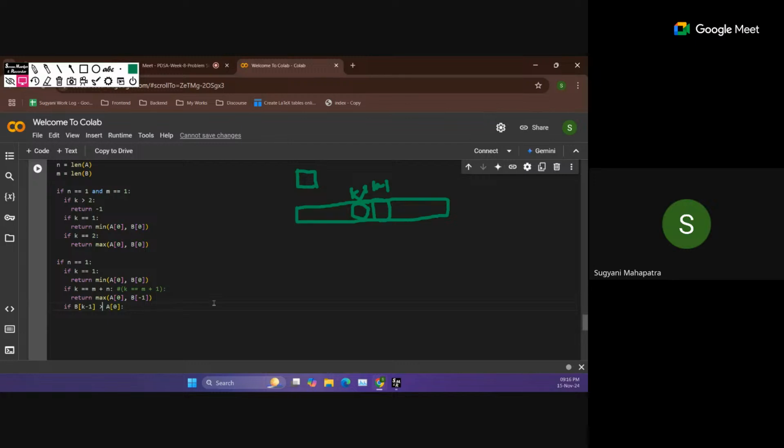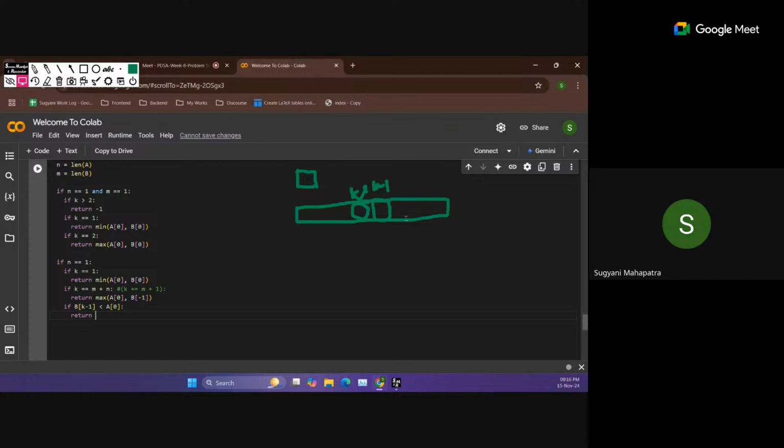Okay, let's go to the other scenario. Let's say b of k minus 1 is less than a of 0. Then what will happen in the merged list? b of k minus 1 is less than a of 0. So where will my a of 0 lie? A of 0 will lie at the k minus 1th index.